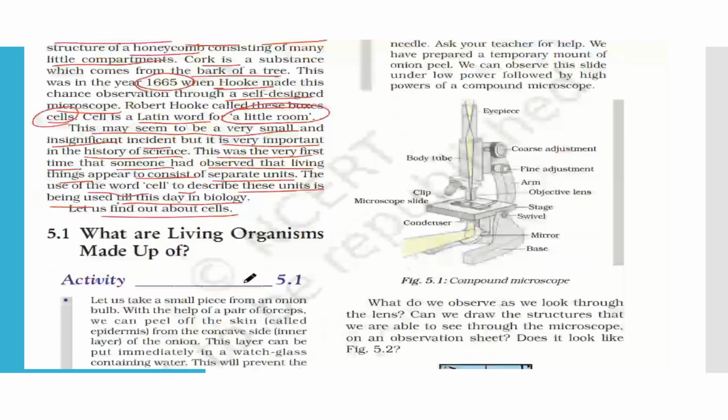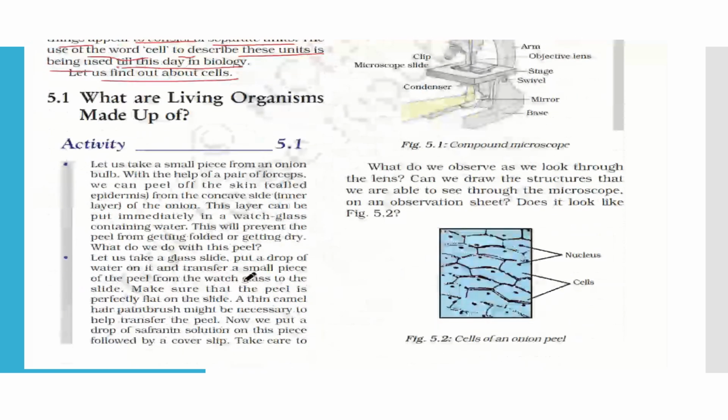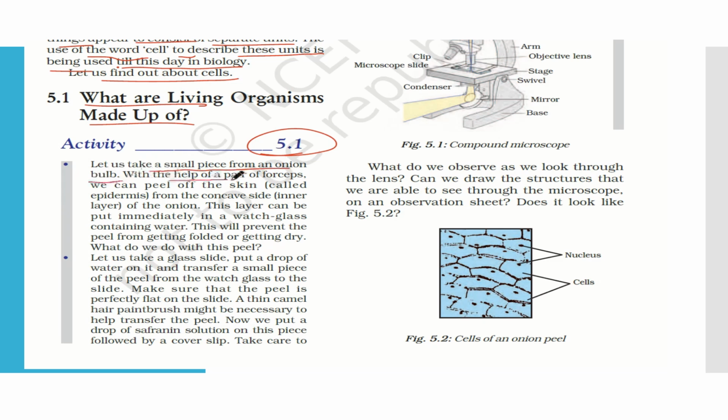So let's start with what living organisms are made up of. First we are going to start with this activity, which you generally do in the class or in the lab. Let us take a piece of onion bulb, and with the help of a pair of forceps we can peel off the skin. The skin of the onion bulb is called the epidermis. You peel the skin from the concave side, that is, from the inner layer of the onion, right?